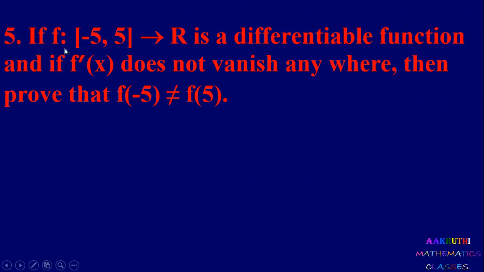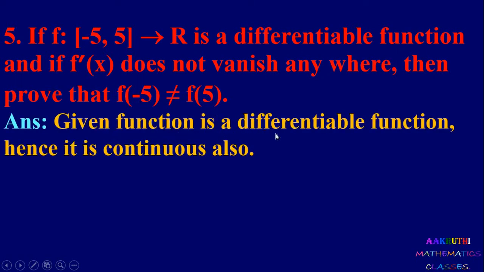So next problem, if f from closed interval minus 5 to 5 to R is differentiable function and f dash x does not vanish anywhere, then prove that f of minus 5 is not equal to f of 5. Now here it is given that function is differentiable function and f dash x does not vanish, that is f dash x is not 0 for any value. So we have to prove that f of minus 5 is not equal to f of 5.